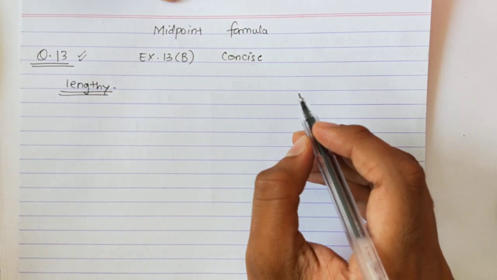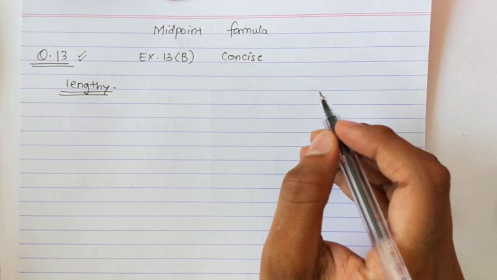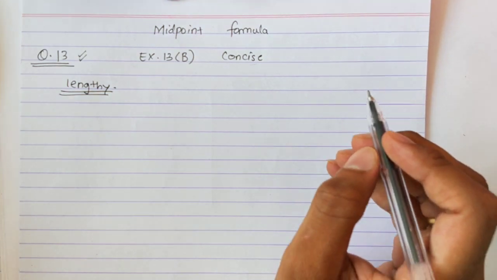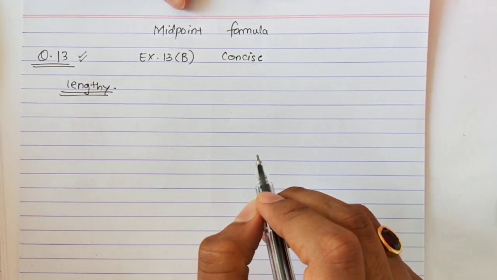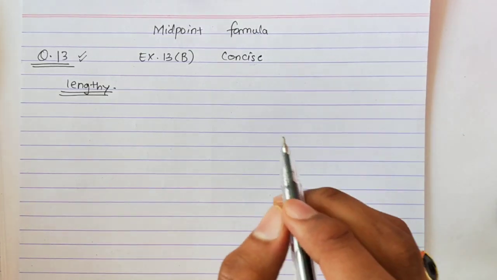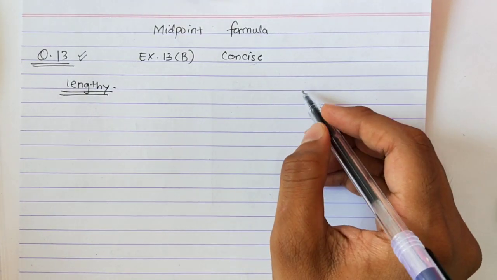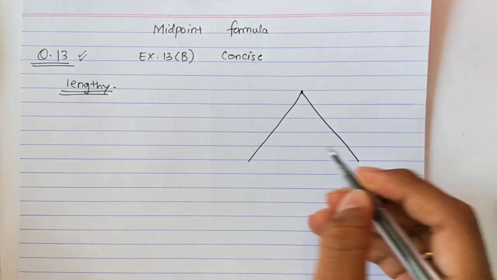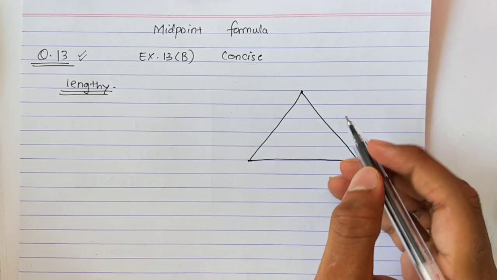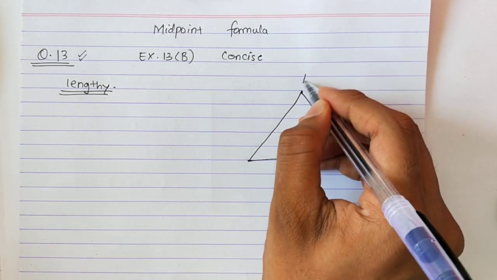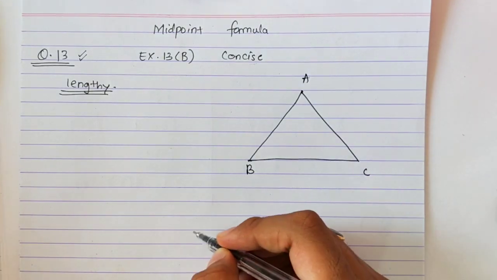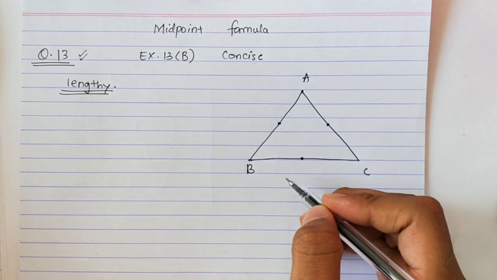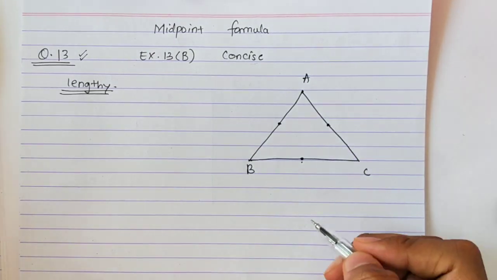I'll read the question. The points (2, -1), (-1, 4) and (-2, 2) are midpoints of the sides of a triangle. Those of you who have the textbook in front of you can read it on your own, and others can listen to me. They have given a triangle. They did not draw the triangle in the book, but they have said that this is a triangle. Let's name it as A, B and C, and these are the midpoints of the sides of this triangle.